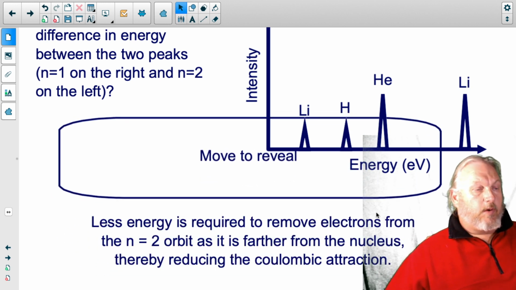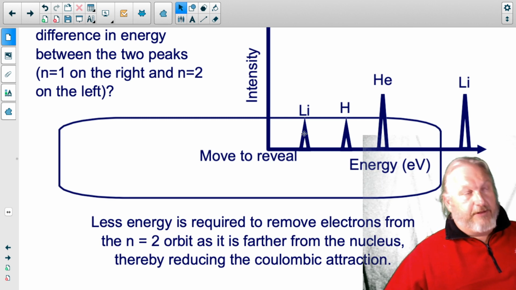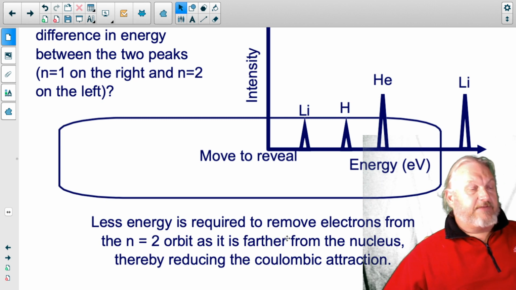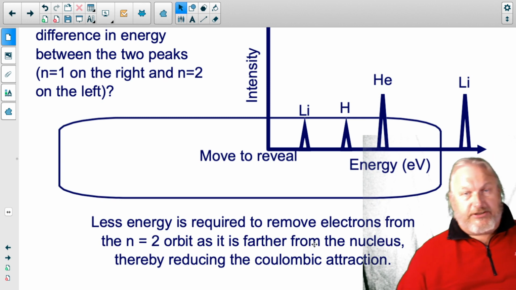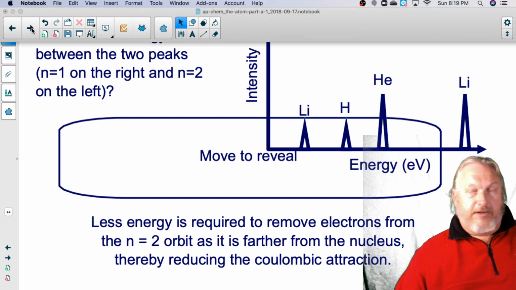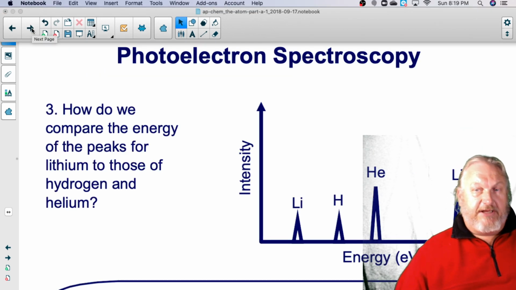Less energy is required to remove electrons from the N2 orbit, it's this one right here, because lithium has 3 electrons, as it is further from the nucleus. So there's less Coulombic attraction because of the distance. Distance, well, in the denominator is stronger than the Z factor, or the number of protons.